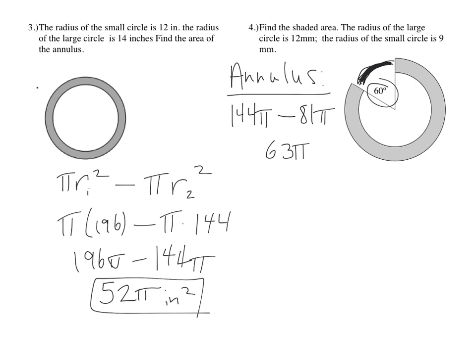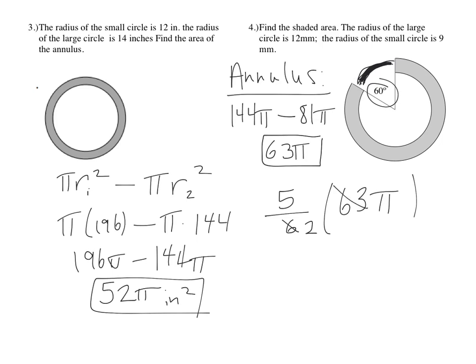So we can find what is 5/6 of this, or we could take away 1/6 of that. Let's go ahead with the 5/6 way. So we want to know, what is 5/6 of 63 pi? 6 doesn't go into 63, but I can divide by 3. So 3 goes in here 2 times, and 3 goes in here 21 times. So 5 times 21, that gives me 105 pi over 2. That's my final answer.